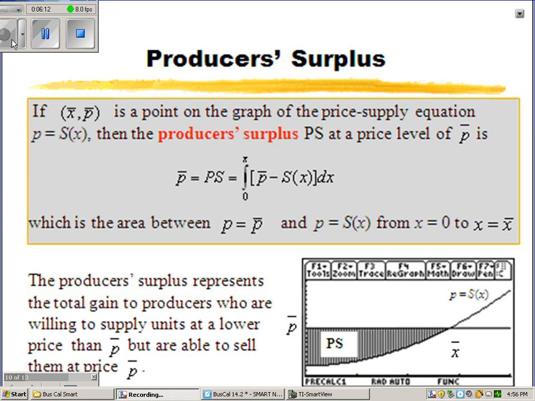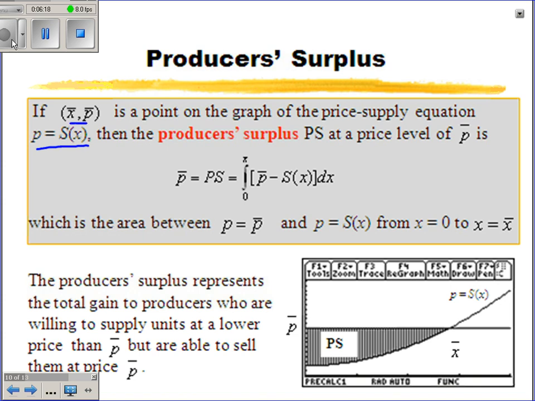Okay, now the next one we're going to look at is called a producer's surplus. Now we're looking at the price-supply equation, and this X bar, P bar is just some point that's on that price-supply equation. So the producer's surplus, okay, we're going to be looking at a specific price level, whatever that P bar is, and we're going to be figuring out what savings are made by the producers that were willing to sell for a lower price, but now they're getting a higher price than what they were expecting.